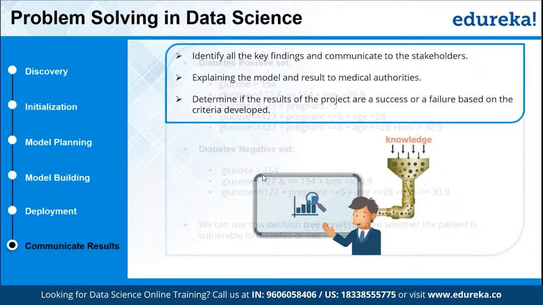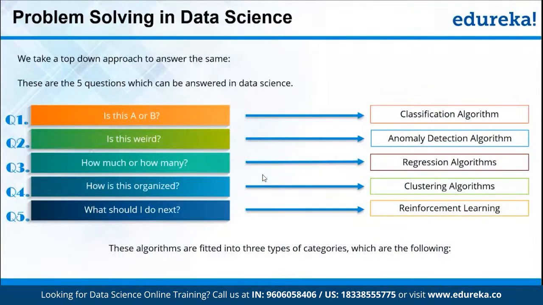So this was the question: how to choose algorithms in data science. This is the answer. When it comes to algorithms in data science, we have these types: classification algorithm, anomaly detection, regression, clustering, and reinforcement. If the user is saying, tell me if this is A or B, you will be going with classification. If the user is saying, tell me, is this weird, then you will be going with anomaly detection.